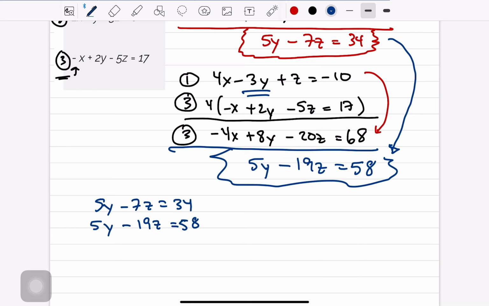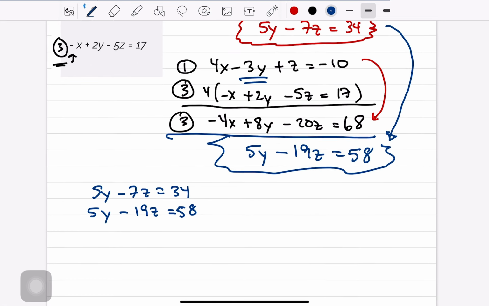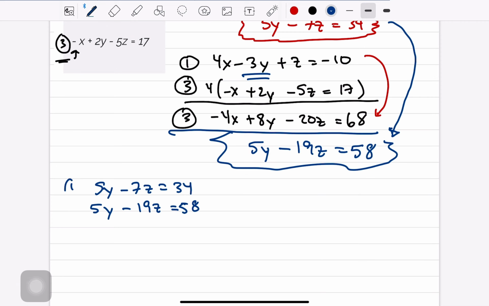Okay, I think I copied everything correctly. And then there you go. I'm going to just call this my new equation 1 and equation 2. Doesn't matter.